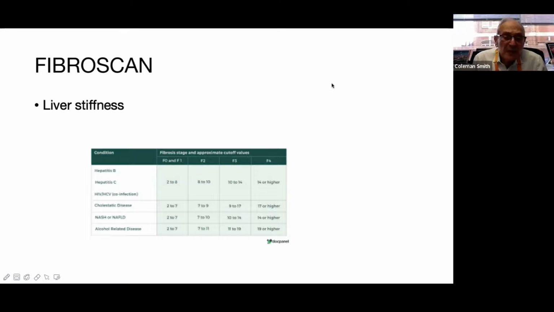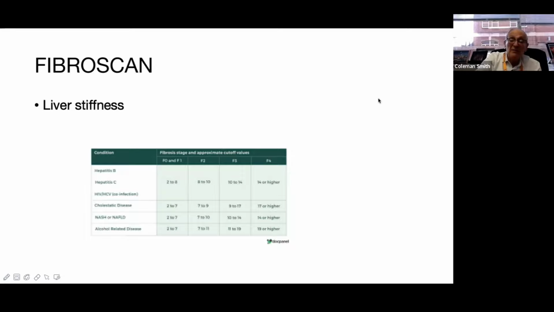So, for instance, if you have fatty liver disease, and you have a liver stiffness score less than 7 kilopascals, this is likely to be low fibrosis or minimal or no fibrosis. Between 7 and 10, it's F2, mild fibrosis. Between 10 to 14, it's severe fibrosis. And if the score is greater than 14, this person likely has cirrhosis. And the numbers are a little bit different for other diseases, but the principle is the same.